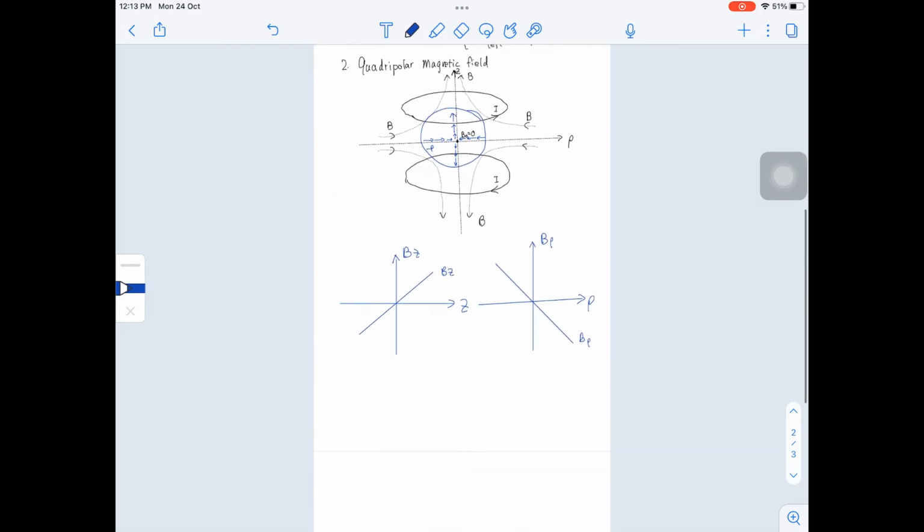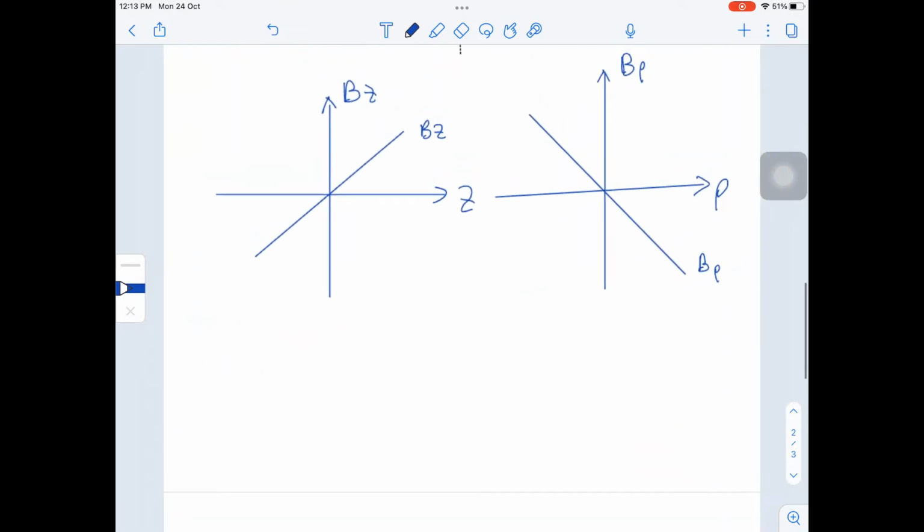Now we can define the quantization axis.